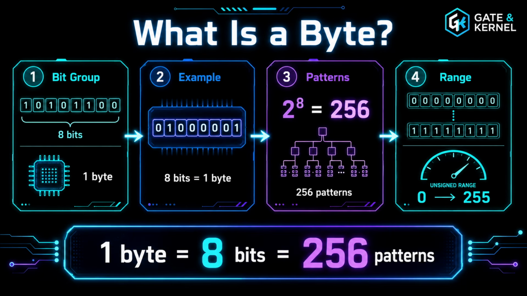For example, 01000001 is 1 byte. 8 bits can create 256 different patterns. If those patterns are interpreted as unsigned integers, they represent values from 0 through 255.